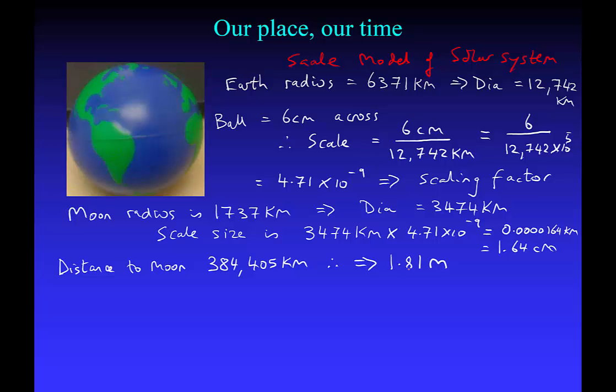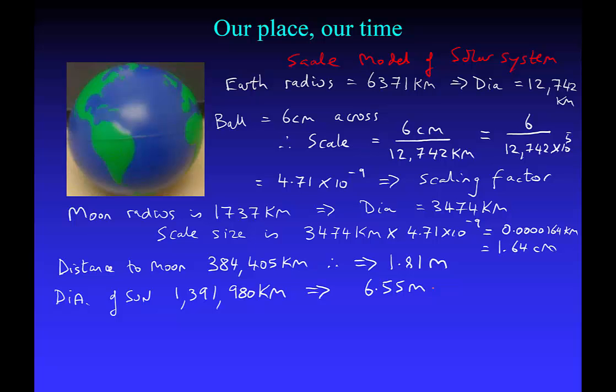Then, in comparison to the sun, let's have a look at it. The actual diameter of the sun: how big would it be in comparison to the moon and the Earth? Well, its real diameter is 1,391,980 kilometers. If you multiply that by the scaling factor, you'll find that the diameter of the sun to scale would be 6.55 meters across. That's pretty crazy.